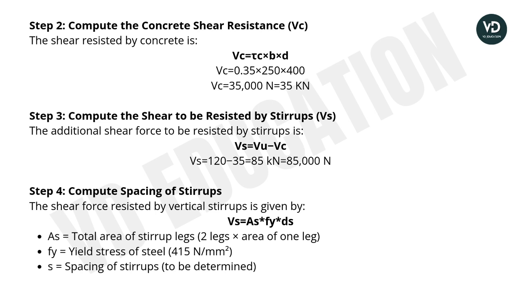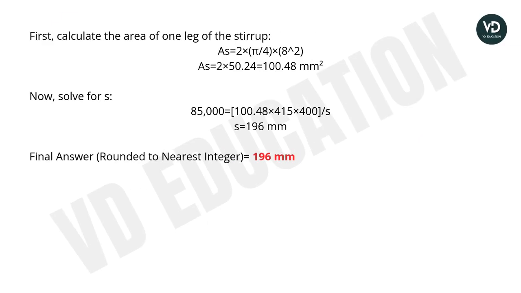Next step is compute the spacing of the stirrups. This formula will be used for this question. So first calculate the area of one leg of the stirrups. This formula will be used. So after putting the value, the area of the stirrups will be 100.48 square mm. Now we solve for the S. After putting all the values in the equation, we will get the S value, that is 196 mm. The final answer will be 196 mm.